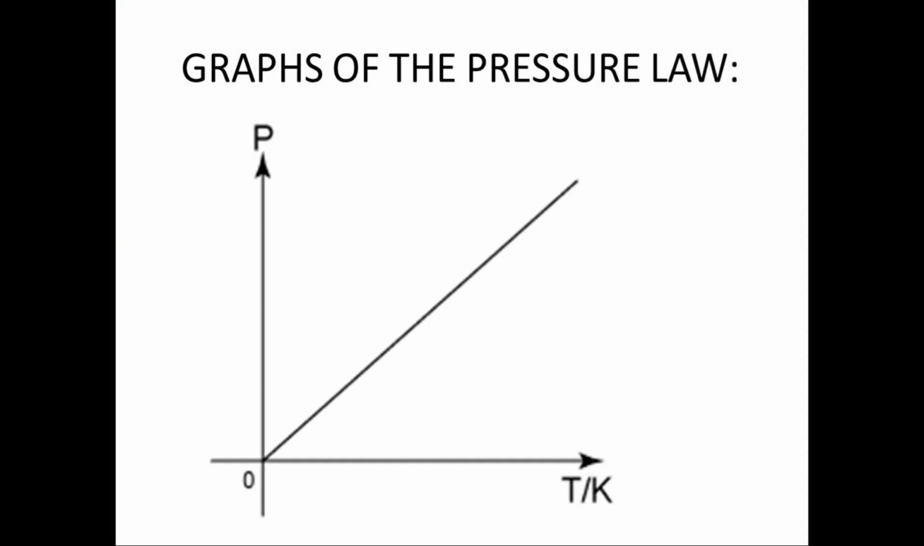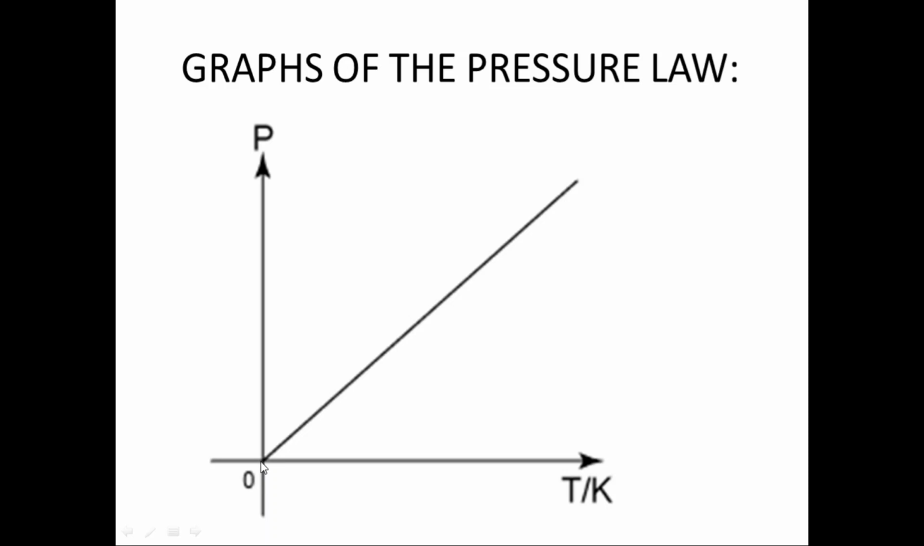So our graphs of the pressure law will look similar to ones that we have seen before. This graph should remind you of the graph of Charles' law. The pressure is directly proportional to the absolute temperature. And remember that absolute temperature means that it is measured in Kelvin. So since it is directly proportional to absolute temperature, then you have a straight line graph that passes through the origin. Meaning that if the absolute temperature is 0 Kelvin, then the pressure would be 0 pascals, atmospheres, whatever it is measured in.